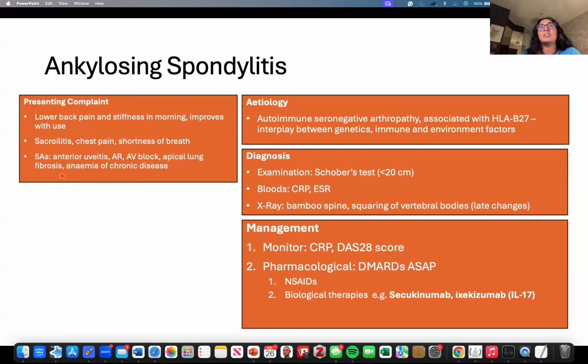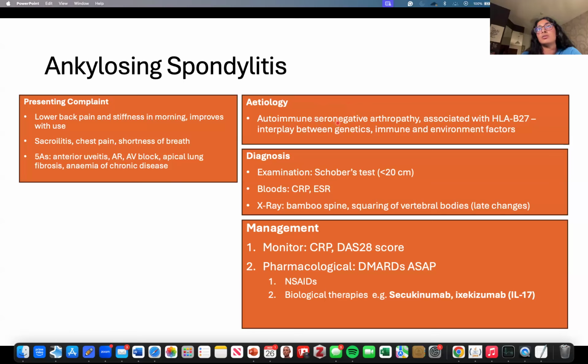5 As, that's a handy thing to remember. So anterior uveitis, you can have aortic regurgitation, you can have cardiac problems, so AV block. The lung fibrosis tends to be apical, and they can have anemia of chronic disease because, again, this is a systemic problem.